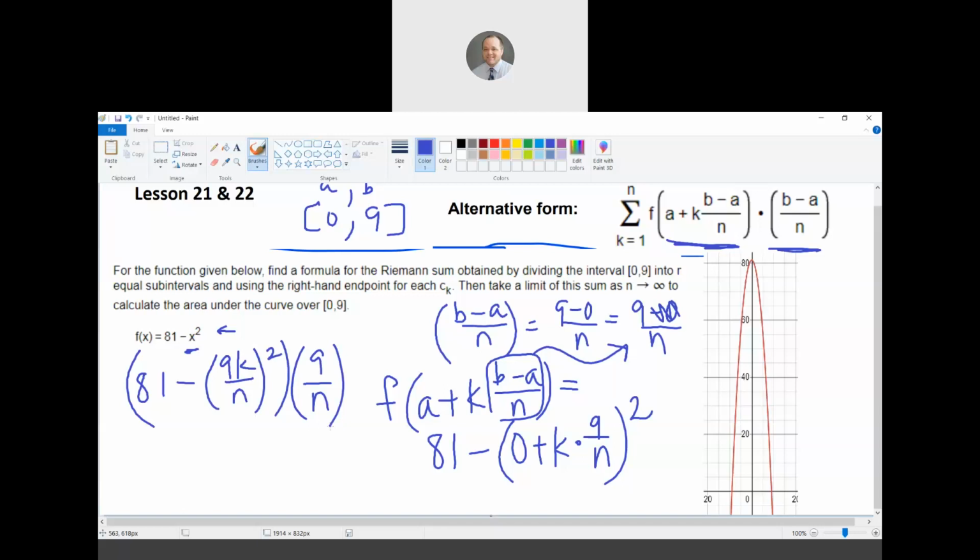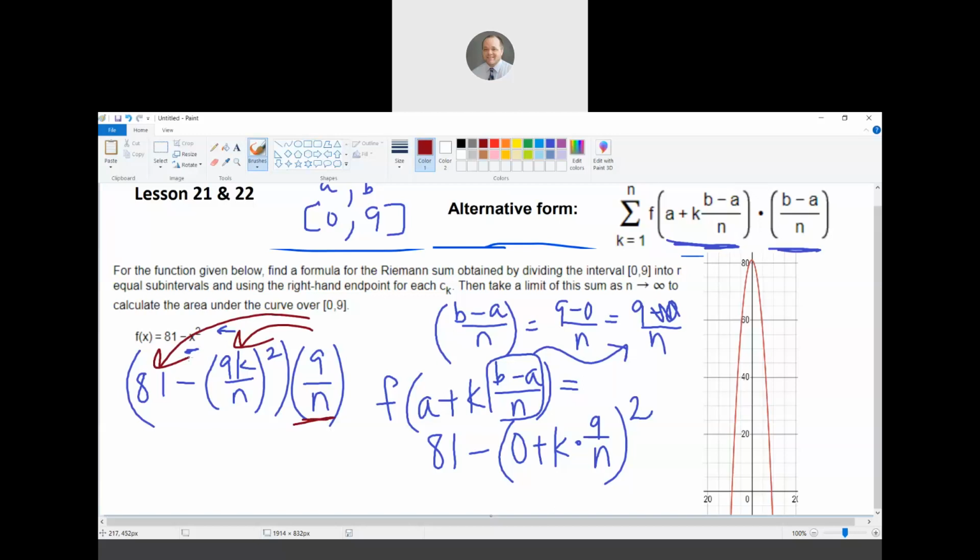Now we are going to separate this into two summations. And hang on just a second. We can do that and also distribute this 9 over n times everything in our parentheses.